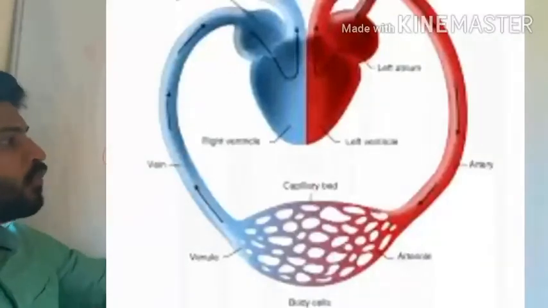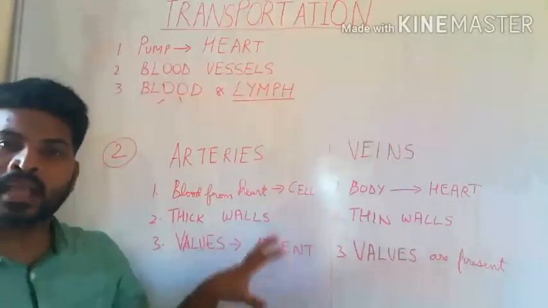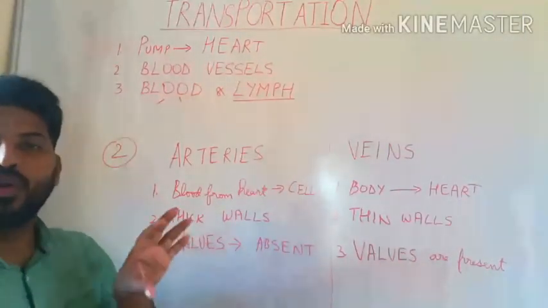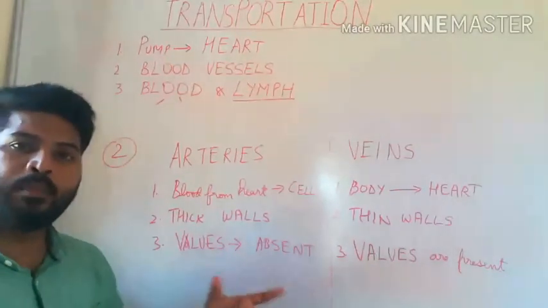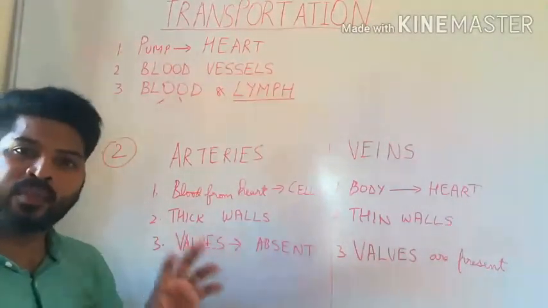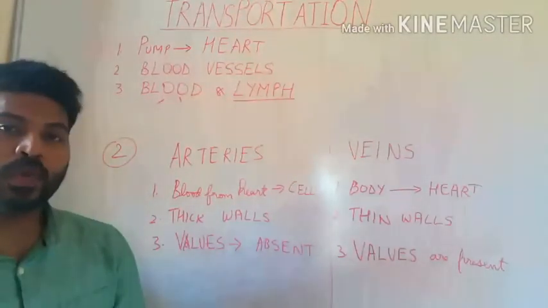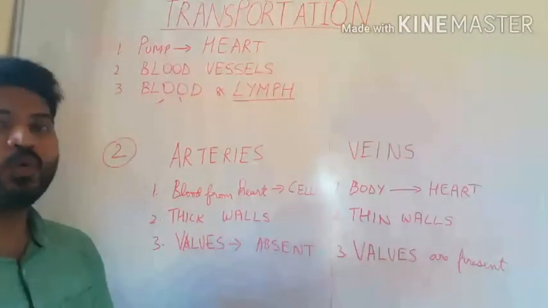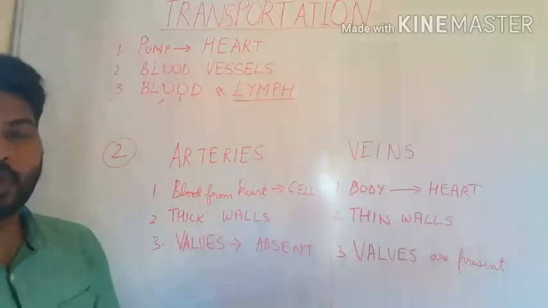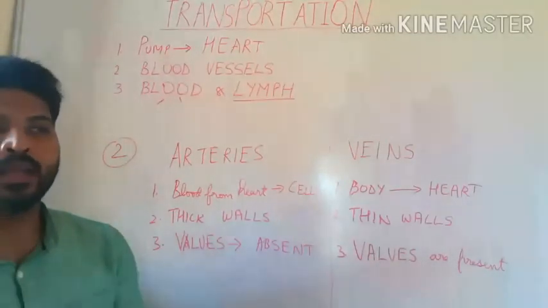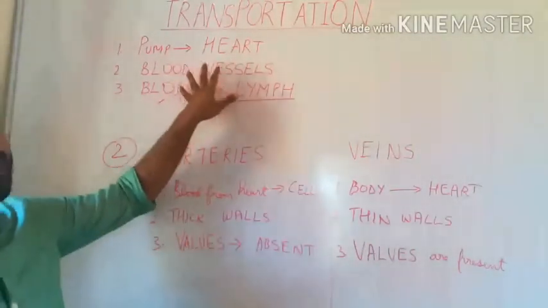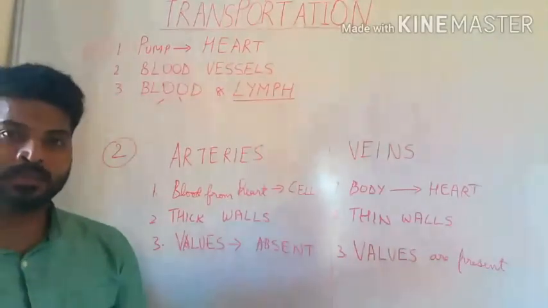This network of arteries, veins and capillaries is responsible for moving the blood from one part of the body to the heart and from the heart to different parts of the body. Blood will always move from high pressure to low pressure, for which a pump is required. This pump is our heart.